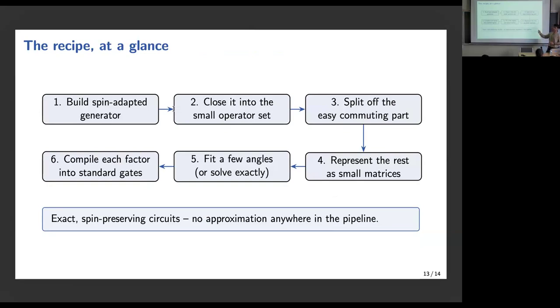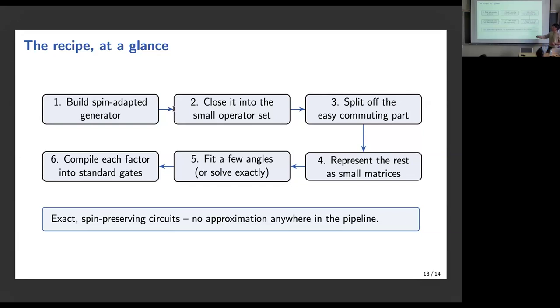You split off the easy part. You can implement the easy part individually as an exponential. And then for the hard part, you can compress the problem down into a smaller matrix using the adjoint representation. The next step is obviously going to be to do a nonlinear optimization, or solve it exactly if it is the SO3 Lie algebra structure. Once you have these angles, you basically know how to compile each of the G1, G2, and so on into standard gates on a quantum computer.